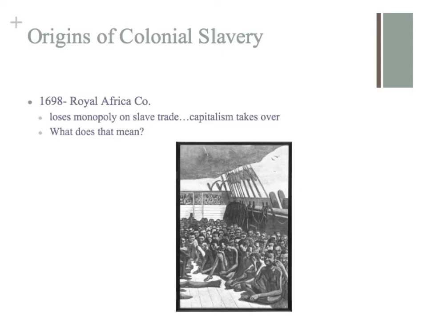People are now able to go down and become involved in the slave trade, whereas they weren't able to before because of this monopoly. So what that means is that you have more people getting into the slave trade, which is inevitably going to lead to an increase in the number of slaves that come over to the Americas, be it the Caribbean, be it what we now know as the United States.